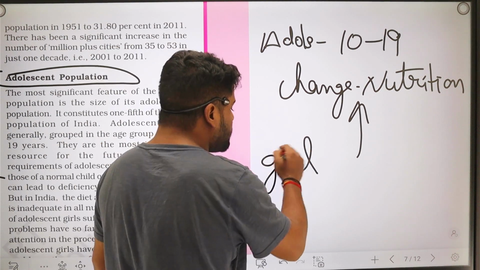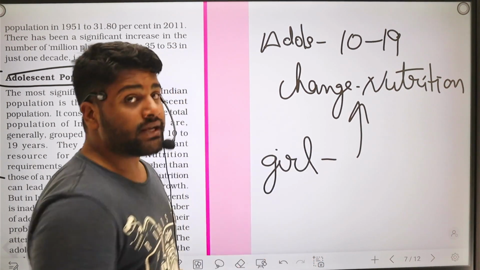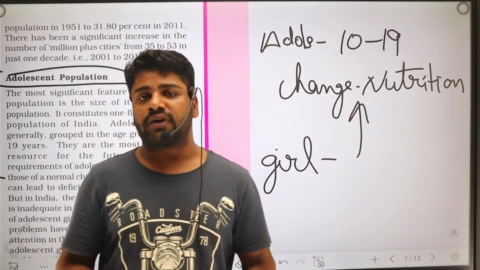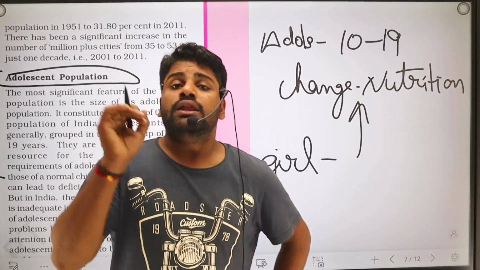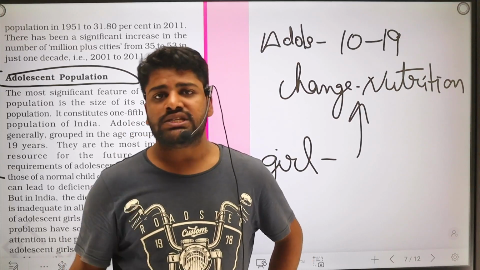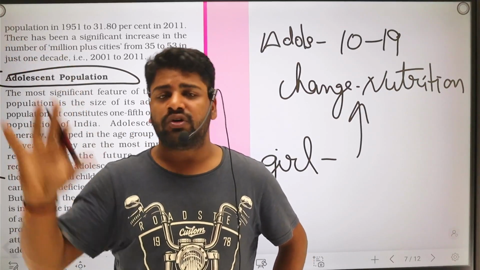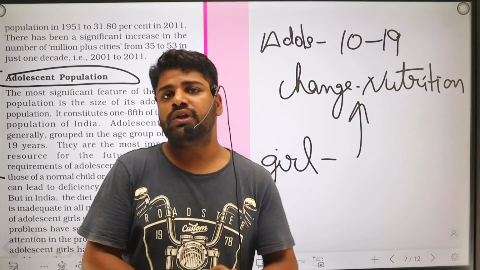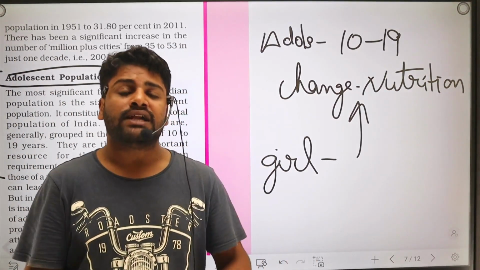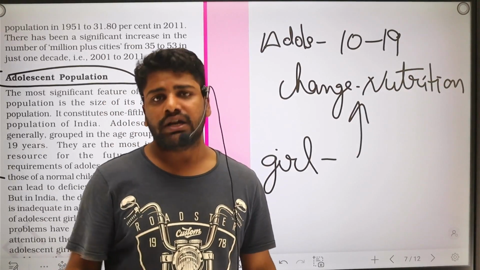Now, why are we reading about the girl child here? Because during adolescence, the major change comes into girls. They start something called the menstrual cycle, which goes on up to 45, 50 or 55, at menopause. During a menstrual cycle or periods, the girl loses a lot of blood.